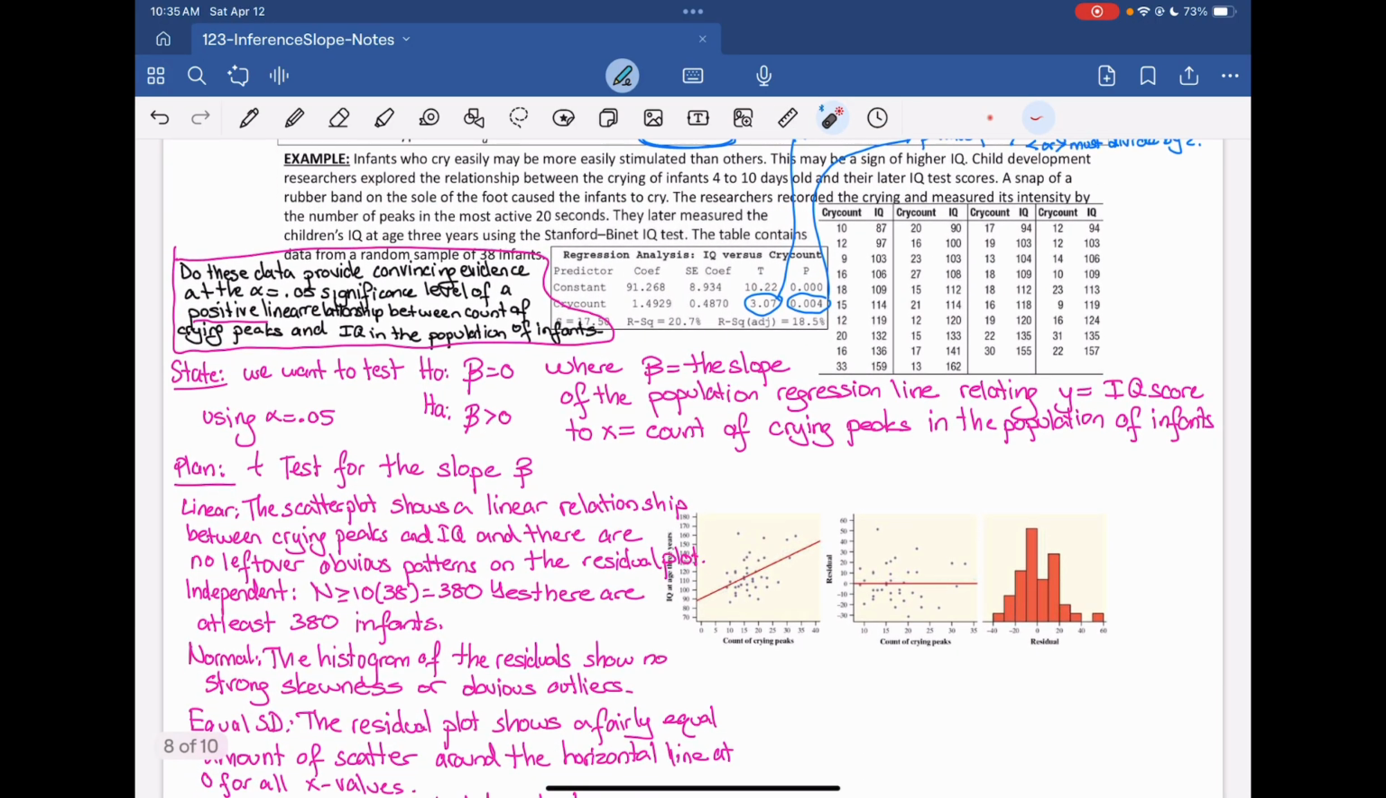I'll start on this question. Infants who cry easily may be more easily stimulated than others. This may be a sign of higher IQ. Child development researchers explored the relationship between the crying of infants 4 to 10 days old and their later IQ test scores. A snap of a rubber band on the sole of their foot caused the infants to cry.